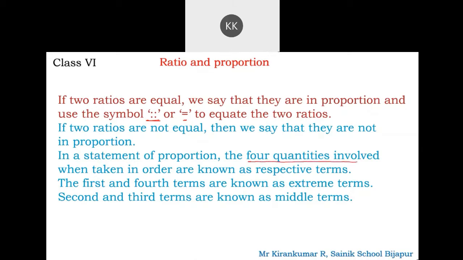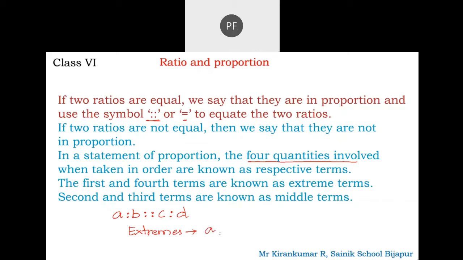The first and the last quantity are called the extremes, and the second and the third quantity are called the means. Let me tell it in this way. One ratio I will take as A is to B, another ratio I will take as C is to D. In this case, what are the extremes? A and D, sir.